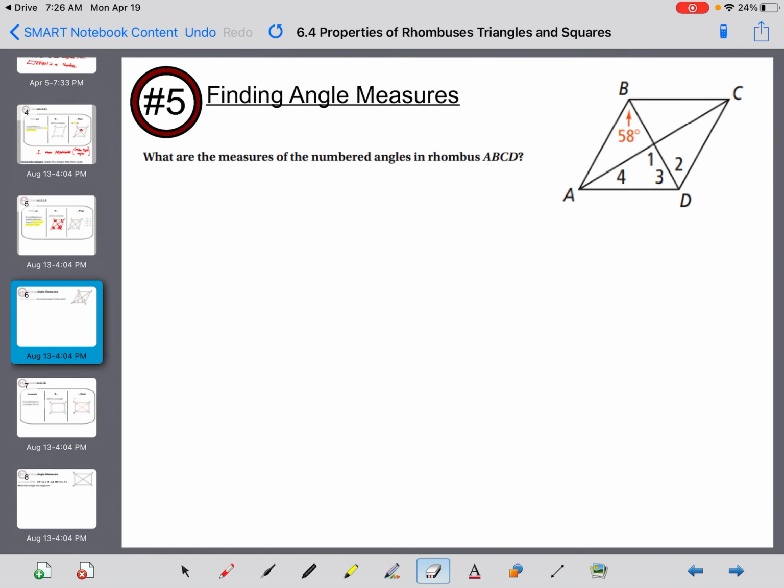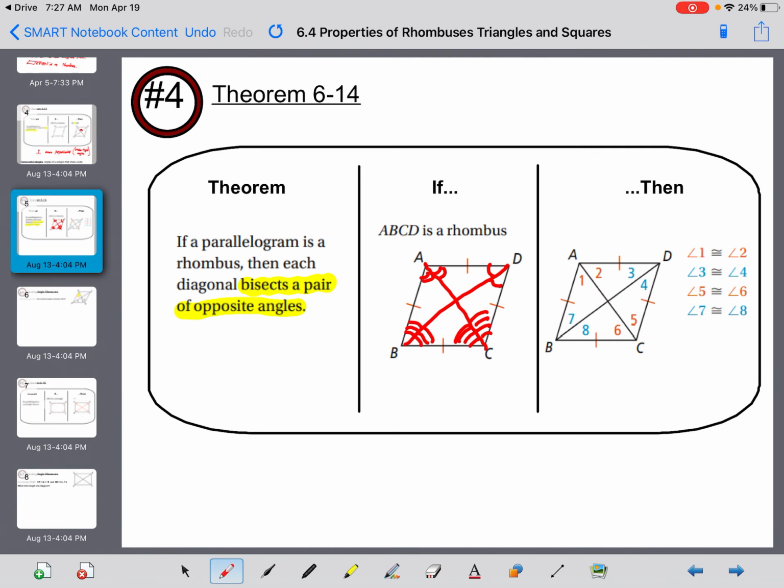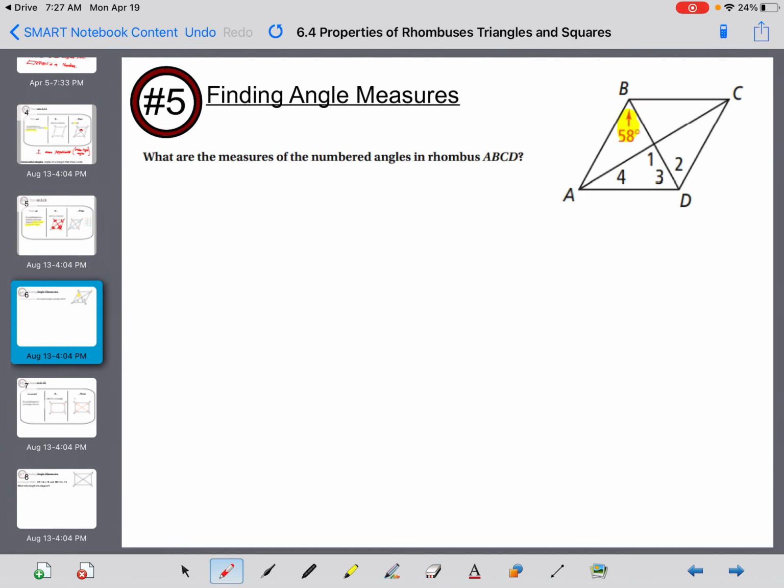What are the measures of the numbered angles in rhombus ABCD? So we have all these different angles. The first one they give us is 58. So since that little piece is 58, according to this last rule, angle 1 and angle 2 should be congruent, which we see here. So if I go back, that means that this little side is also 58 degrees.